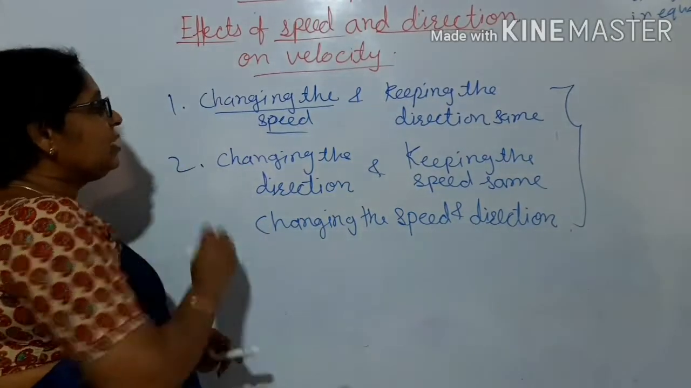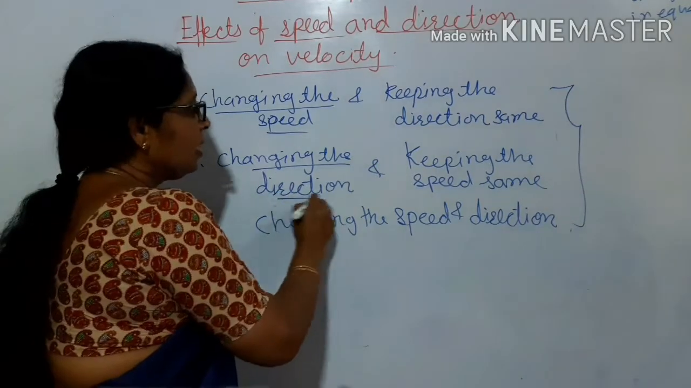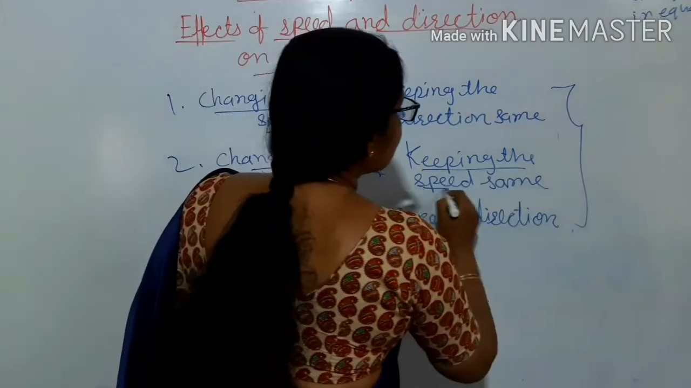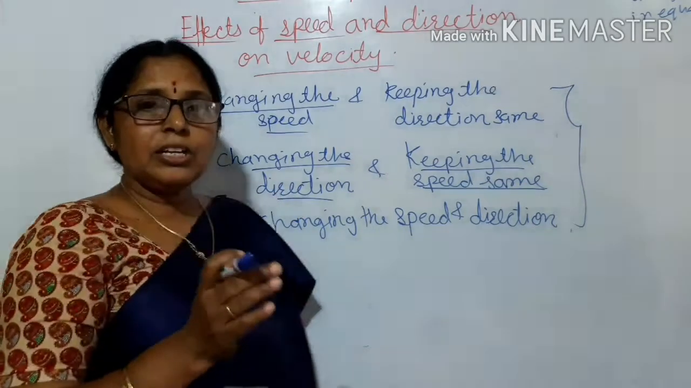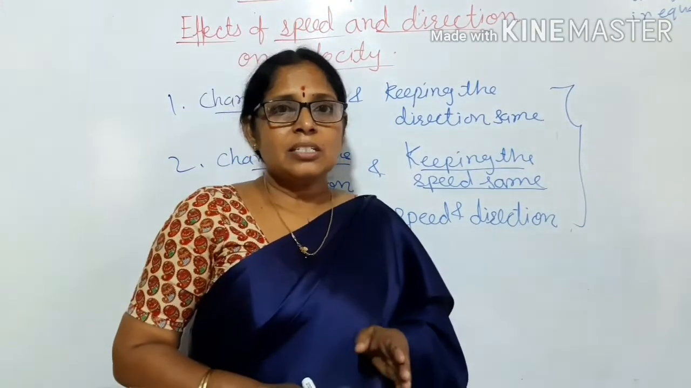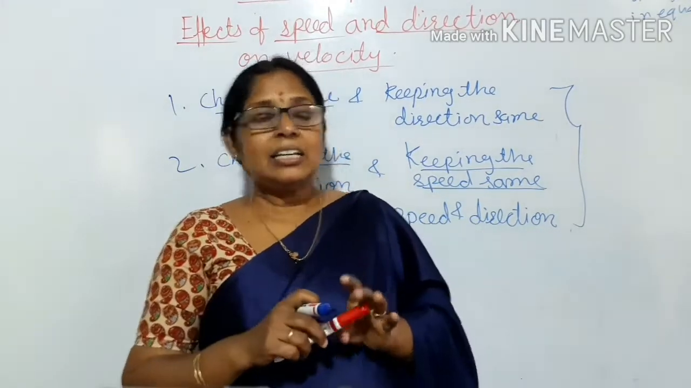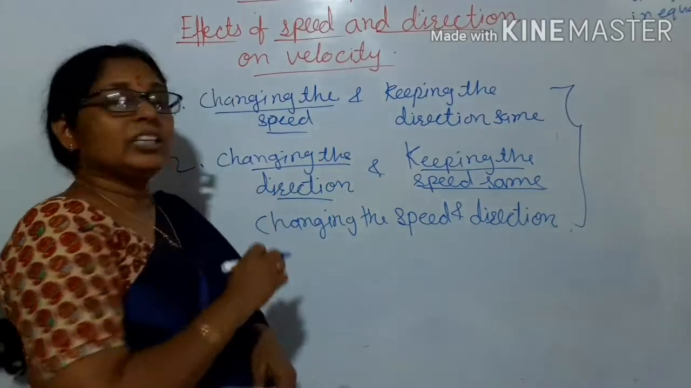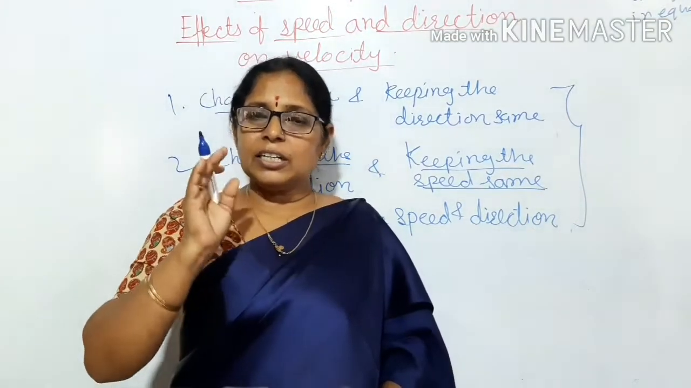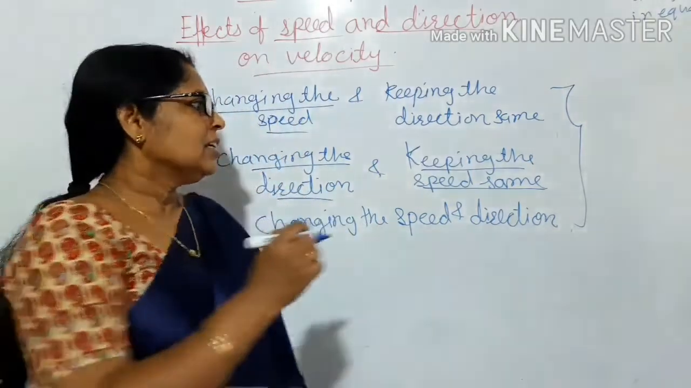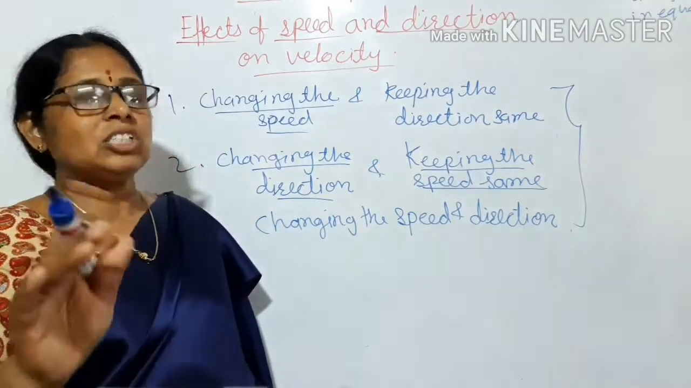Then second, changing the direction and keeping the speed the same means what? In this case, continuously you are changing the direction, sometimes you are going left side, right side, again straight, like this you are changing the direction, but your speed is constant, that is 40 kilometer, 40, 40, 40, like this the speed is the same. At that time also the velocity changes.